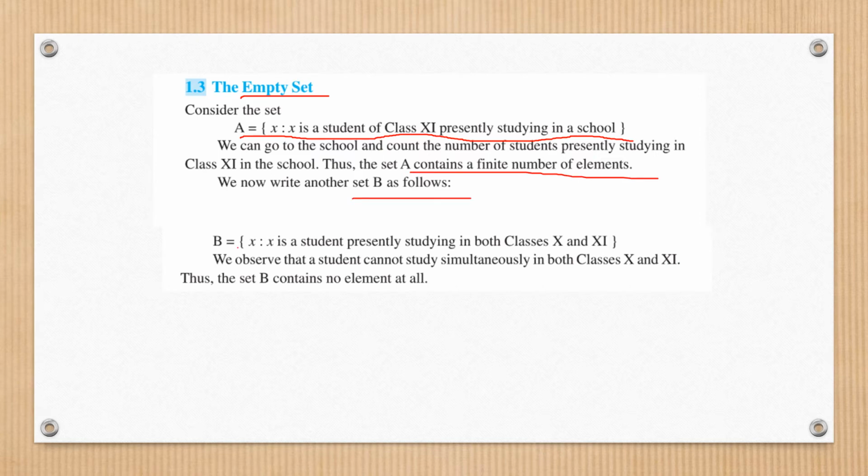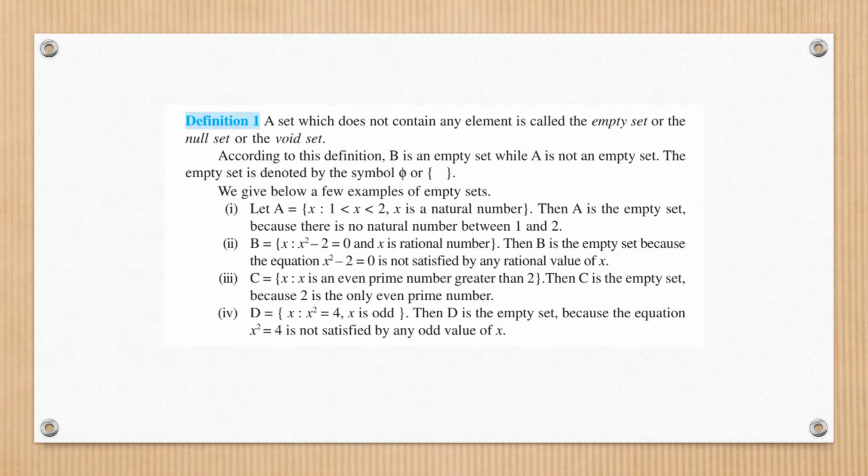Now consider a set B: x is a student presently studying in both classes 10th and plus 1, right? So there is no such student who is studying in both classes. So that means set B contains no element. Then comes the definition of this empty set. Empty set can also be called a null set or void set. So a set which does not contain any element is called an empty set.